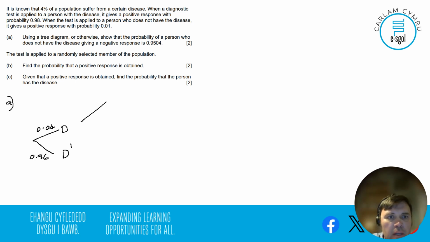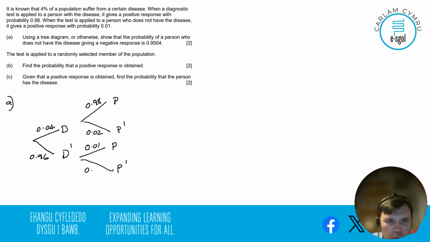The probability of being positive having got the disease is 0.98. So here we have a false negative, so this would be 0.02. And then positive, even though you haven't got the disease, is 0.01.